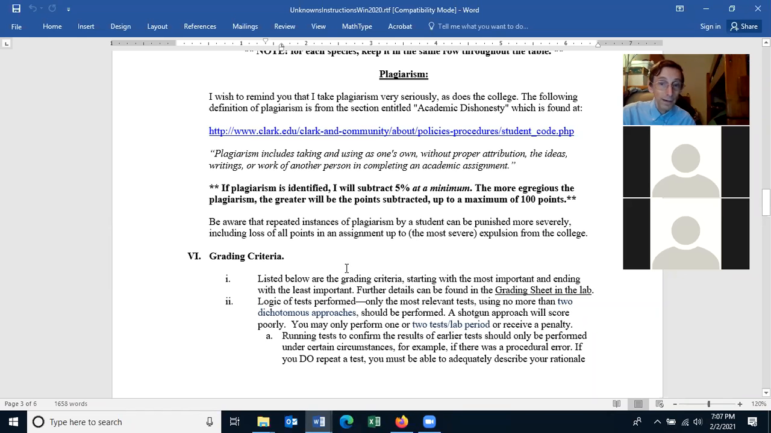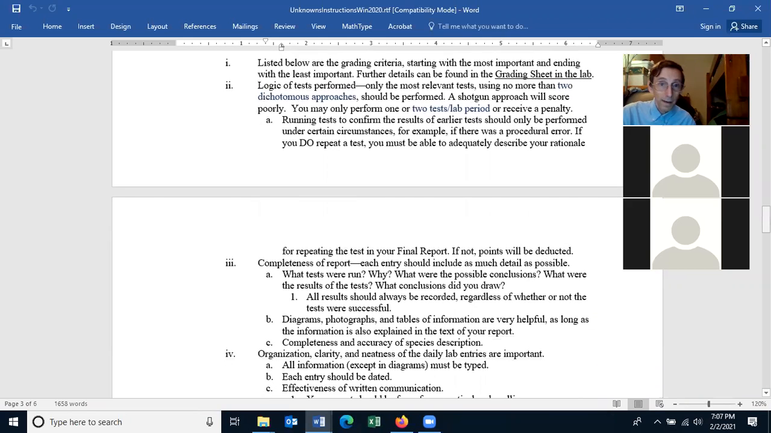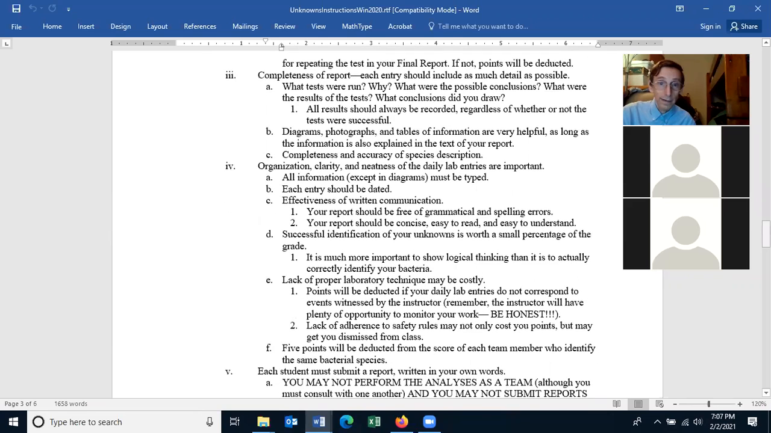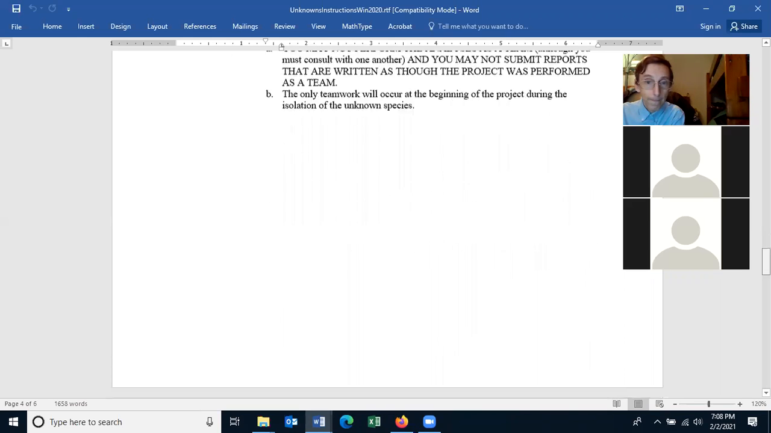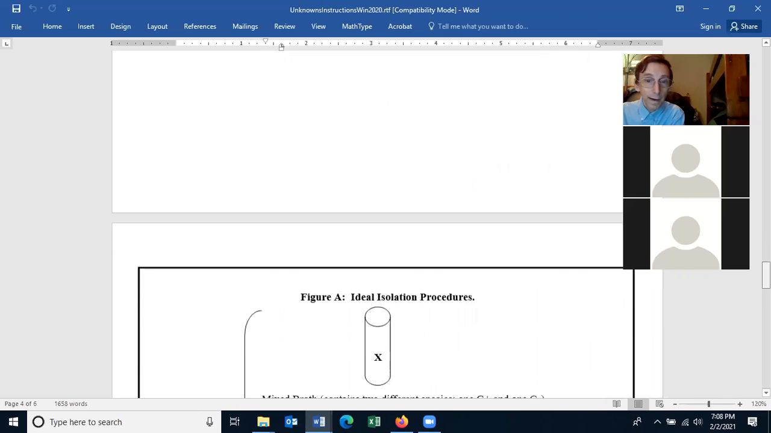The grading criteria, I'll let you read about that. I'm not going to say more other than that you should have logic for what test you ran. You should have completeness of the report. You should be organized, clear, neat. You should follow proper laboratory technique, and that'll be pretty easy because everything you're going to be doing is done online. All right, that's it.